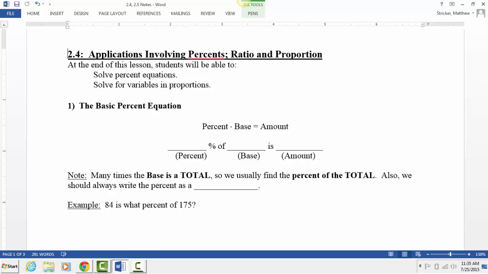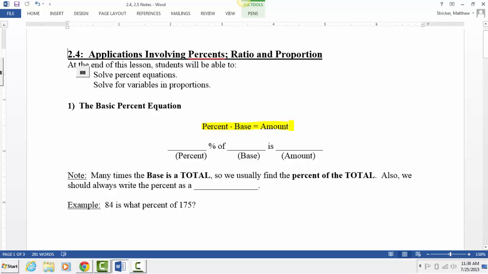This video covers sections 2.4 and 2.5 in your text. We're going to specifically be talking about percent equations, proportions, and inequalities. And the first thing we're going to talk about in section 2.4 is the idea of the basic percent equation. And I know percents are sometimes scary to people, but once you get the hang of them, they're really not that bad, so try to keep an open mind.